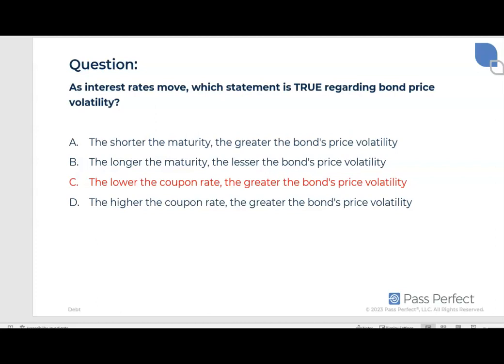A zero coupon. Awesome job, Alexis. Perfect, because a zero doesn't make regular interest payments. There's no cash flow coming in to help offset the risk. So the volatility of a zero is greatest of all. Okay, good.